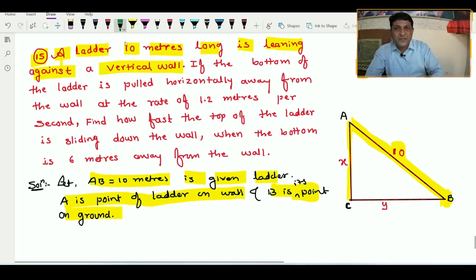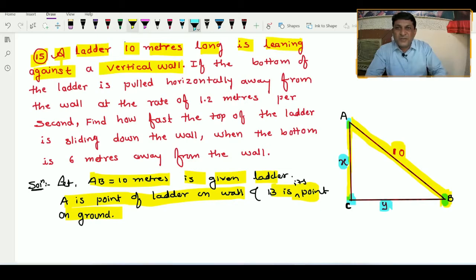And here again the very important thing is that we have denoted this value by x, meaning the top of the ladder from the bottom of the wall be x, and the distance of the other end of the ladder from the wall we have denoted by y.